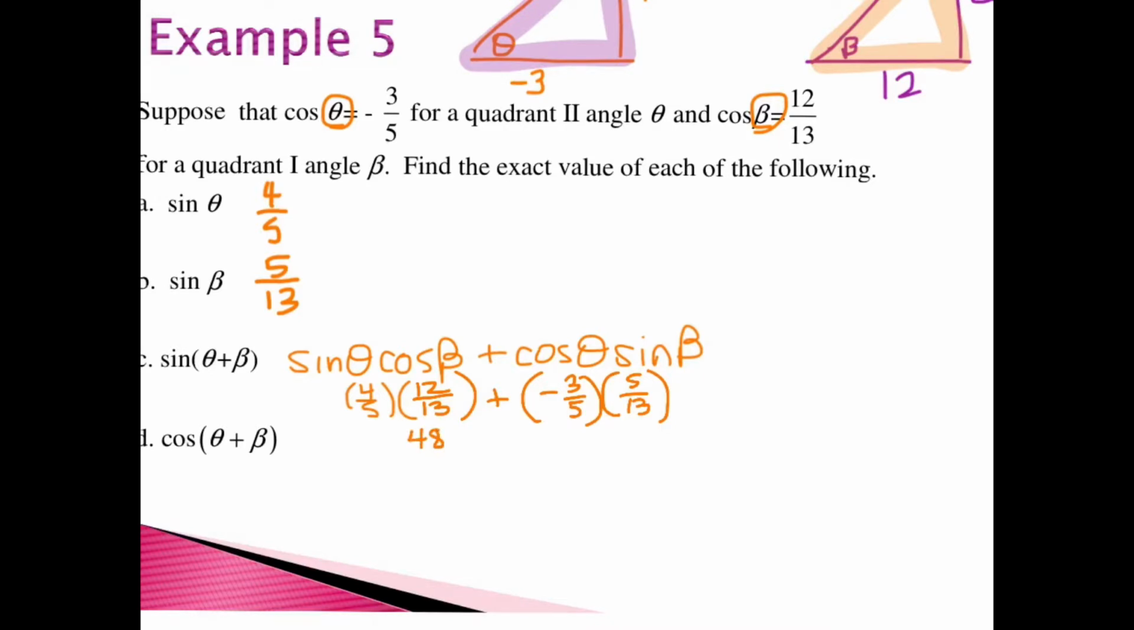48/65 plus a negative, so that's a minus. 3 times 5 is 15/65. They both have the same denominator, so I do 48 minus 15, and I get 33/65.